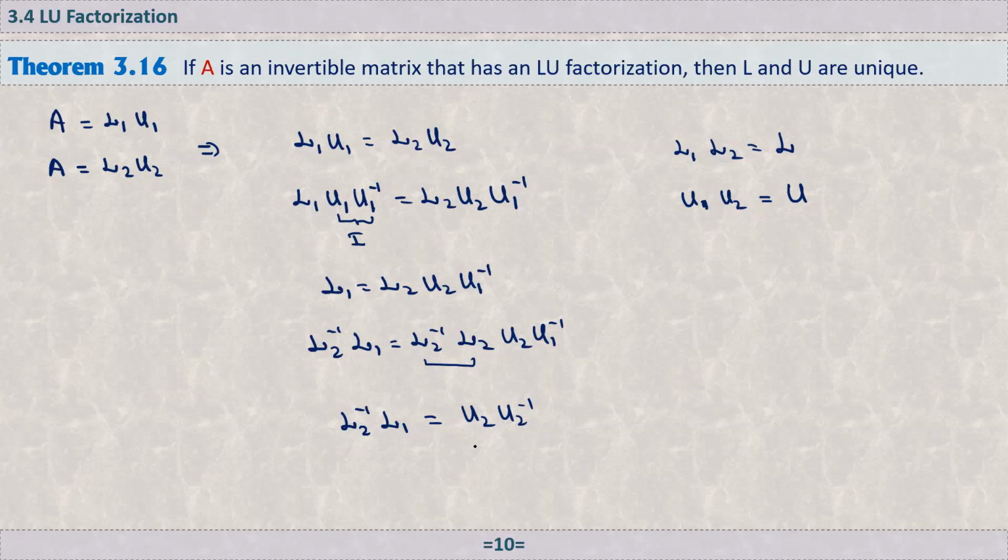So just accepting this as a fact, on the left we have a lower triangular matrix, and on the right we have an upper triangular matrix, because this one is a unit lower triangular matrix and this one is an upper triangular matrix. So the product, using this fact, is a lower triangular matrix. On the right, we have an upper triangular matrix.